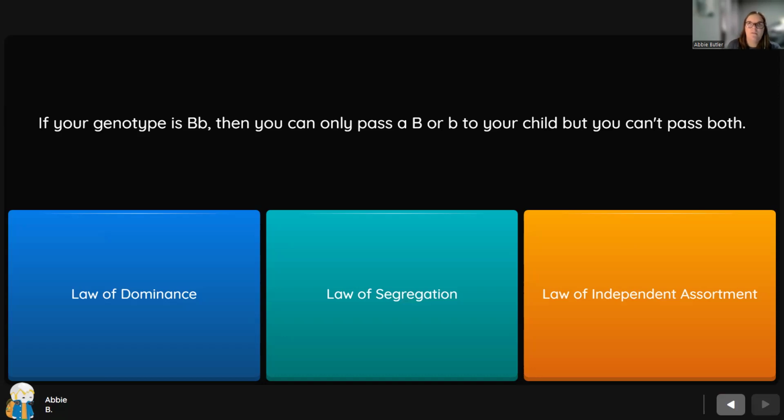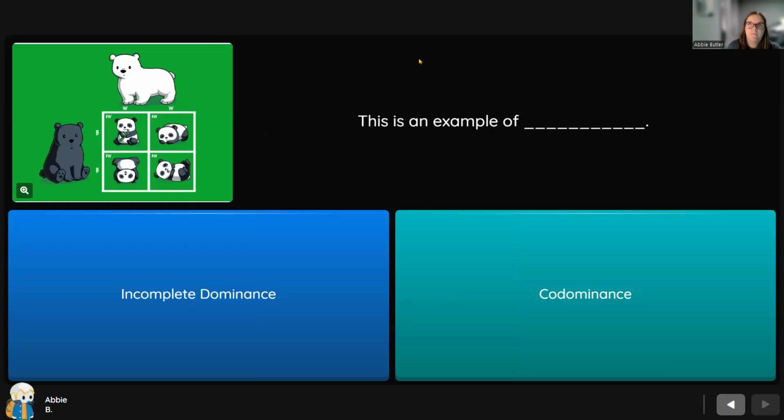This is another down question. Here's an example. Obviously, it's very exaggerated, but a white layer, cross with a black layer, and then make the black and white layers. Is this incomplete or codominant? That would be codominant. If it were incomplete, they would actually be gray bears as the heterozygous. So go ahead and practice this, and then let me know if you have any questions.